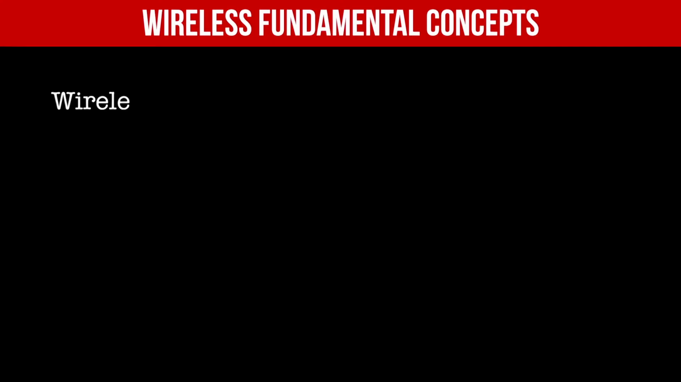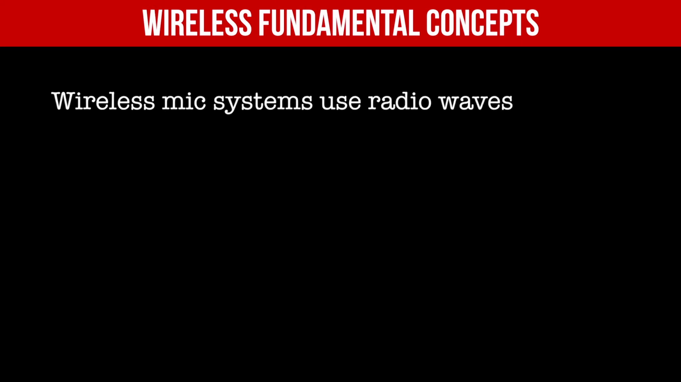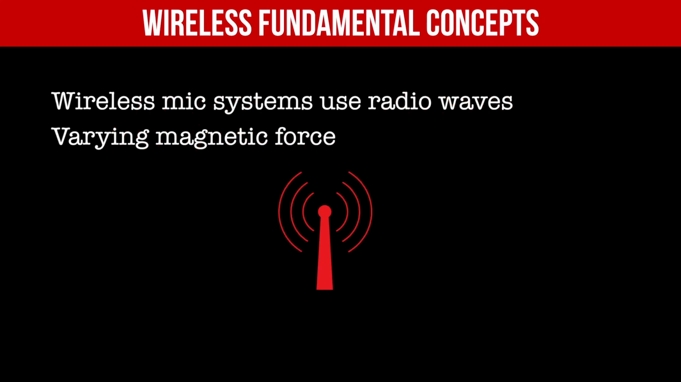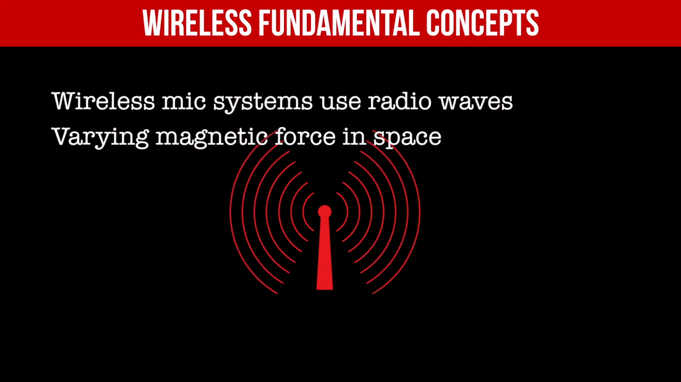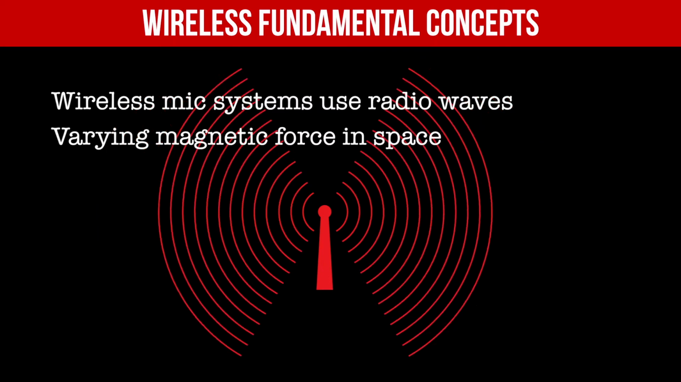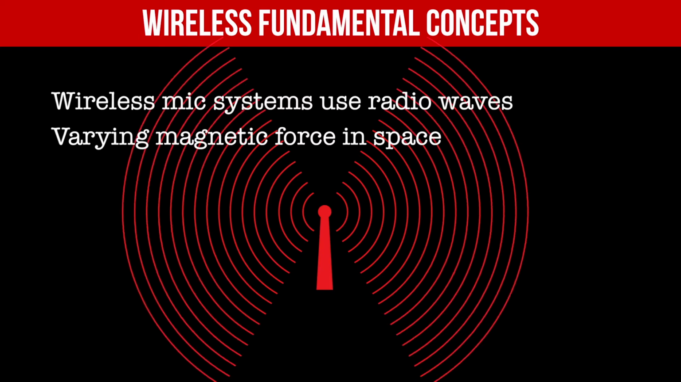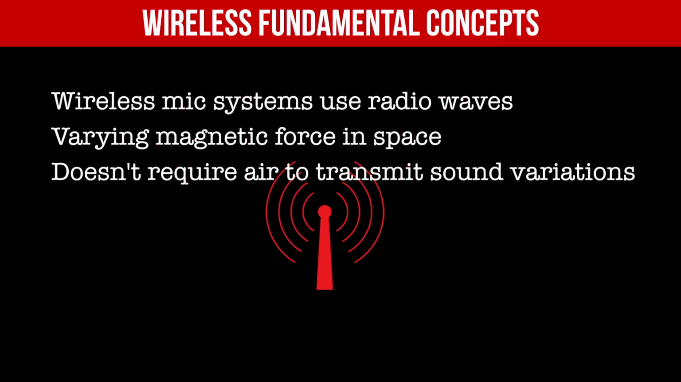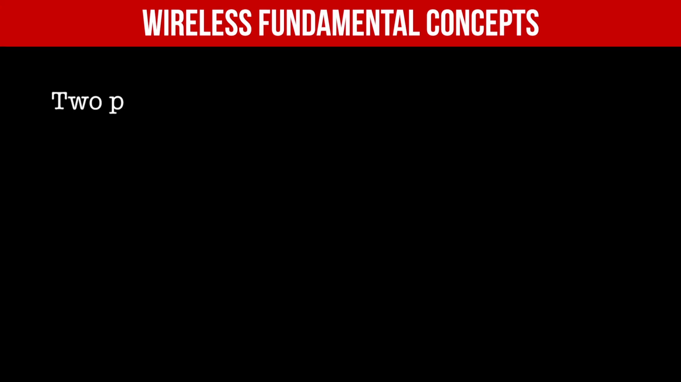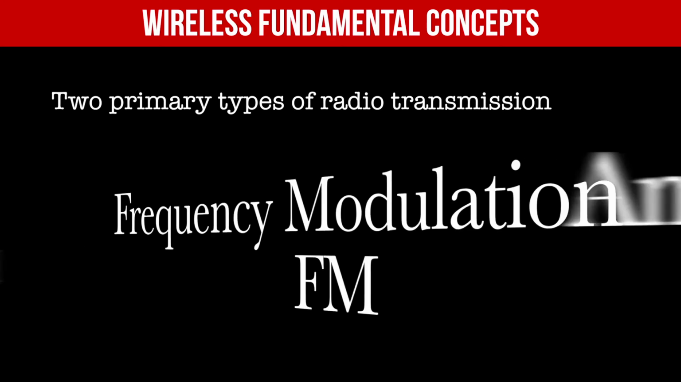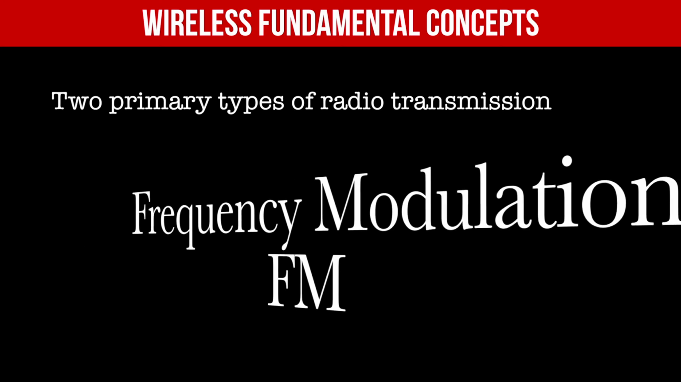Wireless microphone systems utilize the same principles as any modern radio station transmission. Radio waves. A radio wave is essentially a varying magnetic force in space. It's like a sound wave in that it's realized through a continual variation of energy. However, because the radio frequency is magnetic rather than acoustic, it doesn't require air to transmit sound pressure variations. There are two primary types of radio transmissions: amplitude modulation, AM, and frequency modulation, FM.